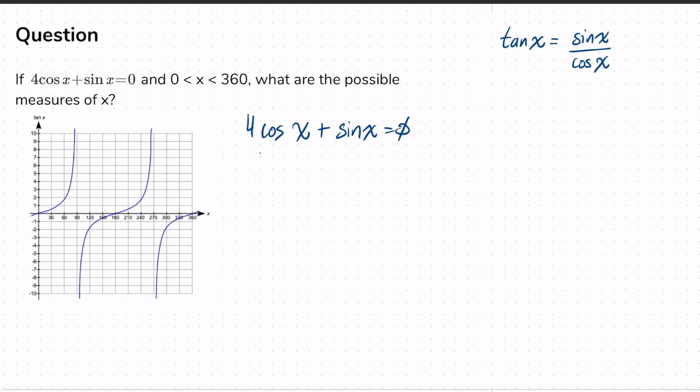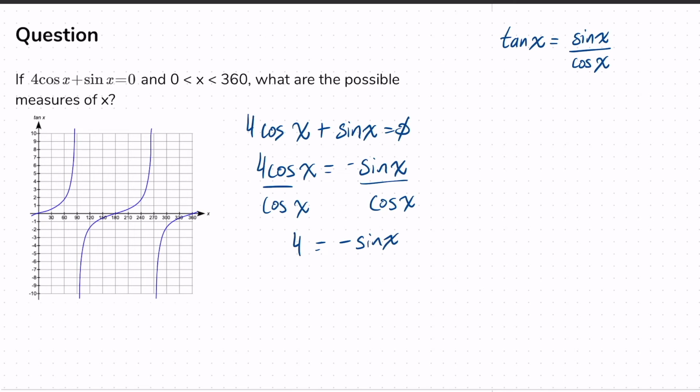Equals 0. 4 cos x is equal to negative sine x. Divide both sides by cos x, giving me 4 equal to negative sine x over cos x, or negative 4 equal to sine x over cos x, which we've seen above. We have this equivalency here. So tan x is equal to negative 4.